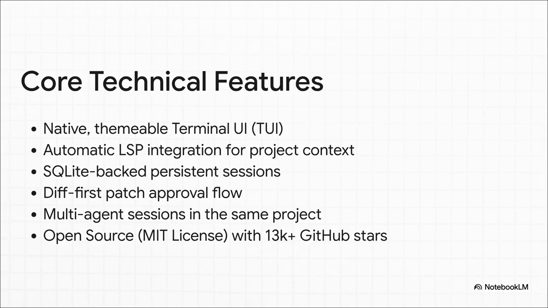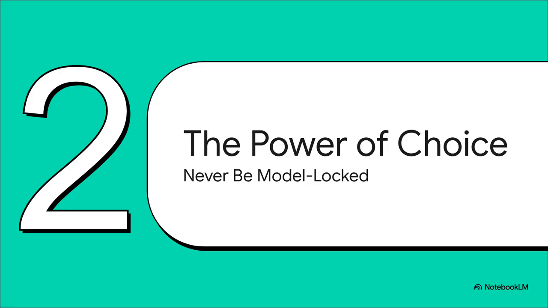And this part is absolutely crucial. It has a diff-first approval flow. The AI never just overwrites your code. It shows you the proposed changes, you review them like a pull request, and only then do you hit apply. It's safety by design. All those technical features are really in service of this one single powerful promise, giving you complete and total freedom of choice.